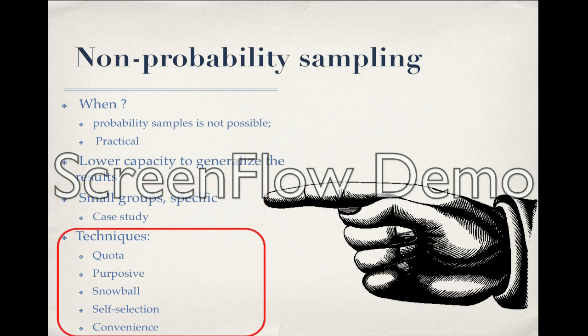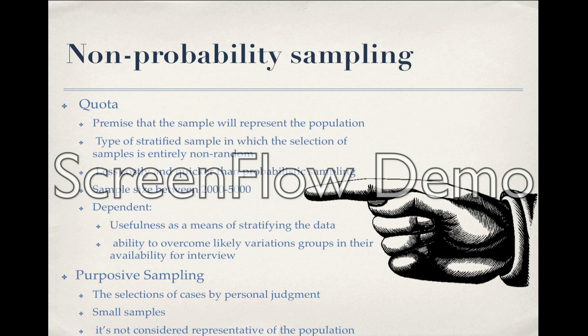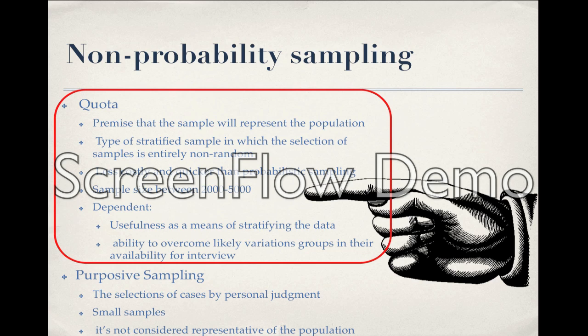The techniques used in non-probability sampling are quota, purposive, snowball, self-selection, and convenience. Quota is when you assume that the sample represents the population. It is assumed. It's a type of stratified sample in which the selection of samples is entirely non-random, less costly and quicker than probabilistic sampling, as I said before. The sample size is normally between 2,000 and 5,000 and is dependent on its usefulness as a means of stratifying the data.